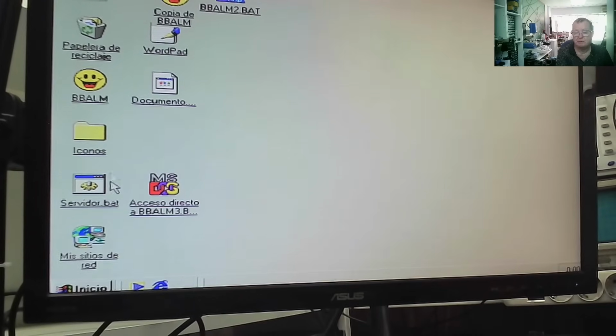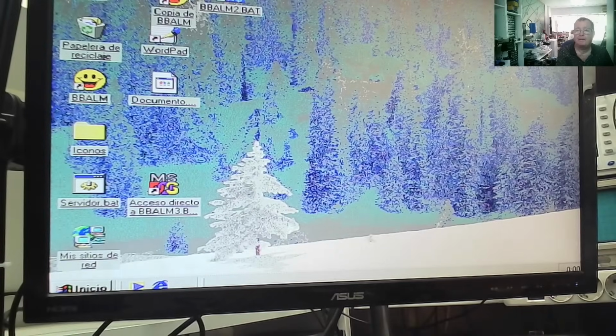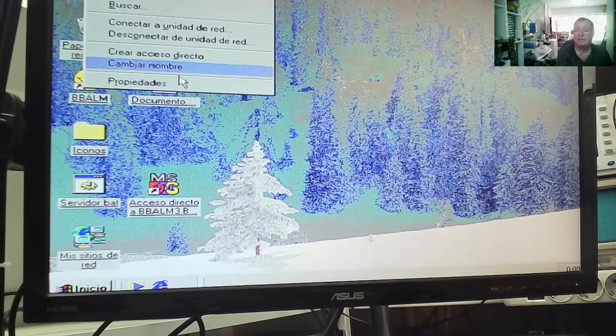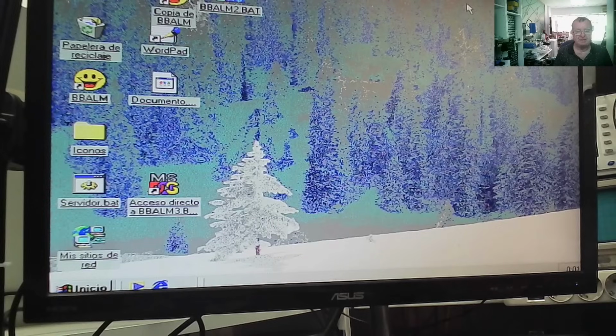So another Windows 98 by the looks of it. Yeah. No, Windows ME in actual fact. Okay, a bit more unusual for me to find one. AMD Athlon. Yeah. So another working machine. I wonder if this is worth anything.